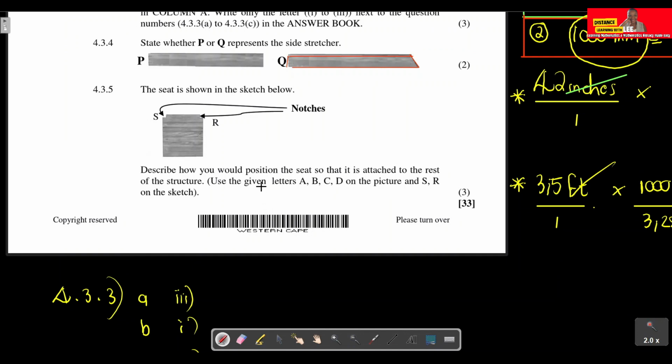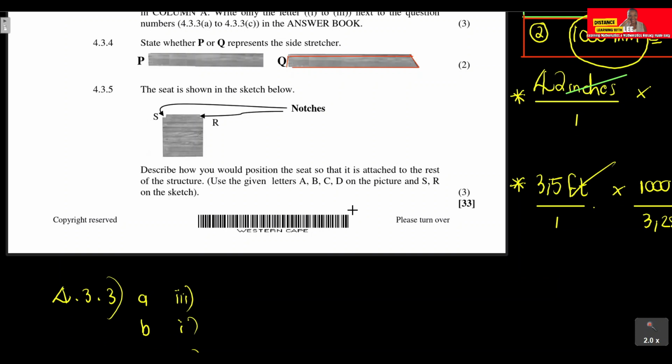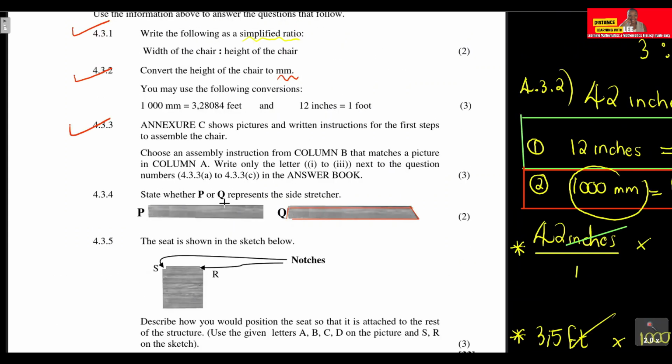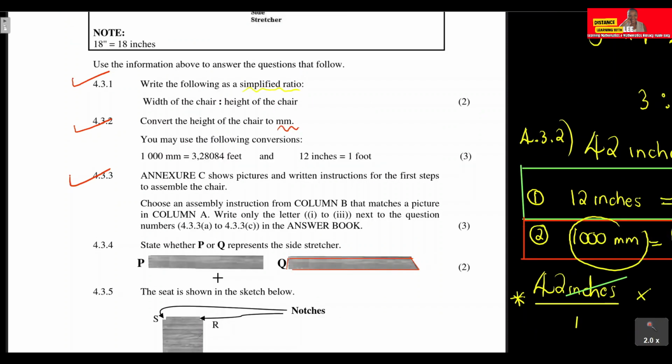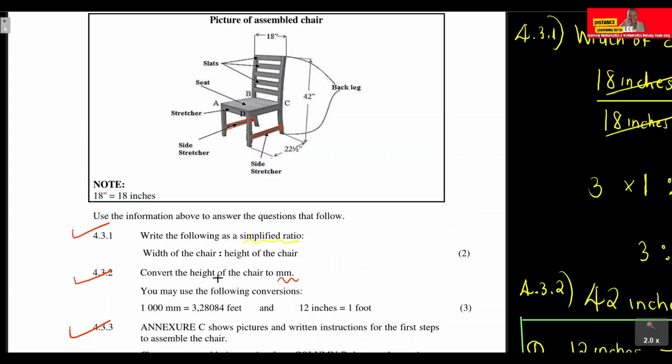All right, and let's have a look. Question 4.3.5, it says the seat is shown on the sketch below. Describe how you would position the seat so that it is attached to the rest of the structure using the given letters A, B, and C on the picture and S, R on the sketch. Okay, so we can see that the seat is shown below and the S and the R are the notches. How would we basically attach or position the notches of this seat on this diagram?